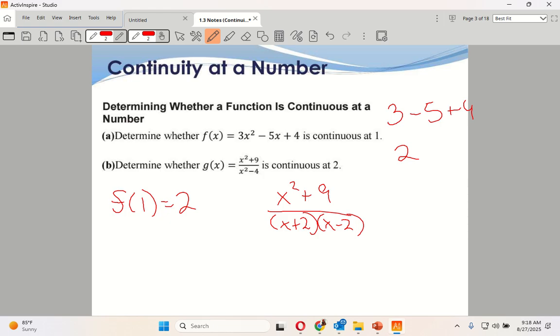So, zero product rule. Anything times 0 is 0. So, is 2 going to make one of these become a 0? Yes. So anything times 0 is 0. That means that if I plug in 2, it would be undefined. So g of 2 is undefined. So if it's undefined, is it continuous? No, it's not continuous.